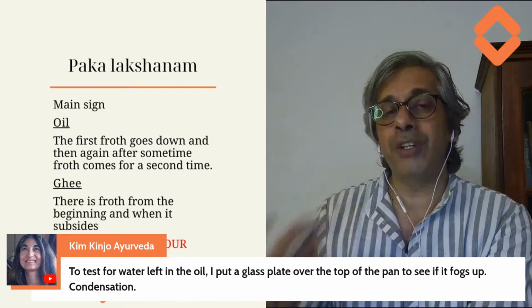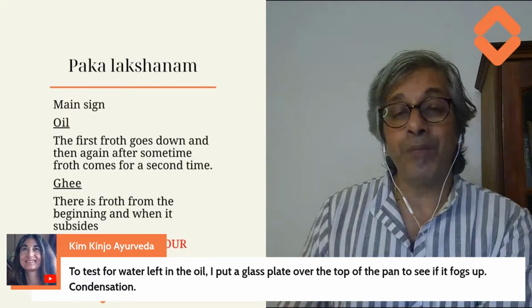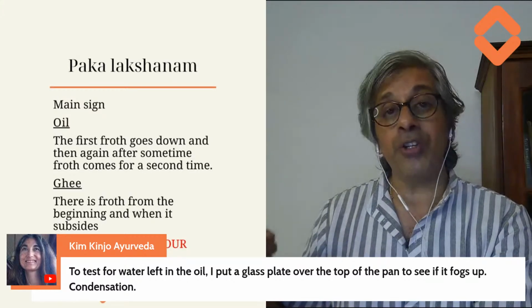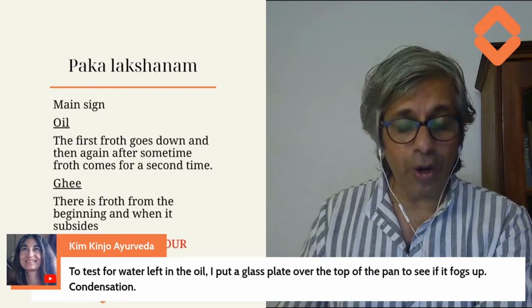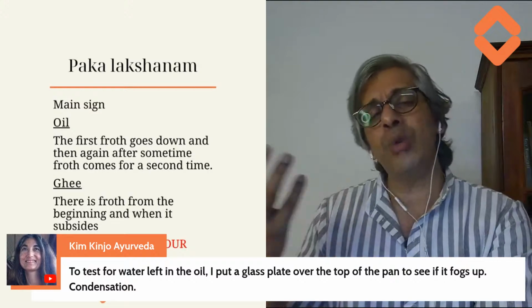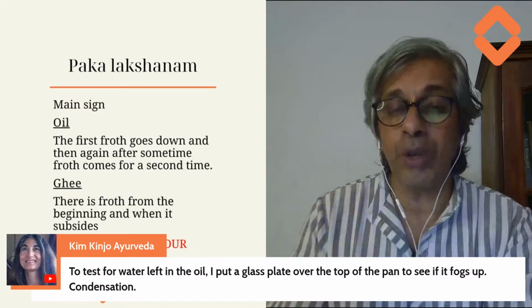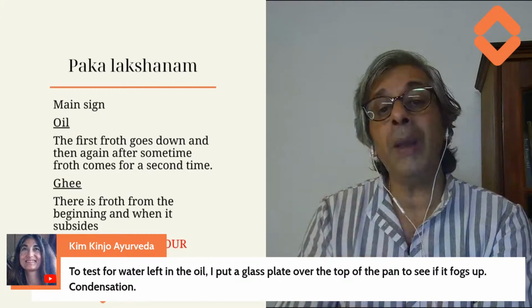Okay, so I've heard that some people just add some liquids. They just make a decoction of some herbs, add it to the oil and boil it, and then see. I don't say it is wrong, but the best way for you to do is also add some powder into it so that you can make out the paka.